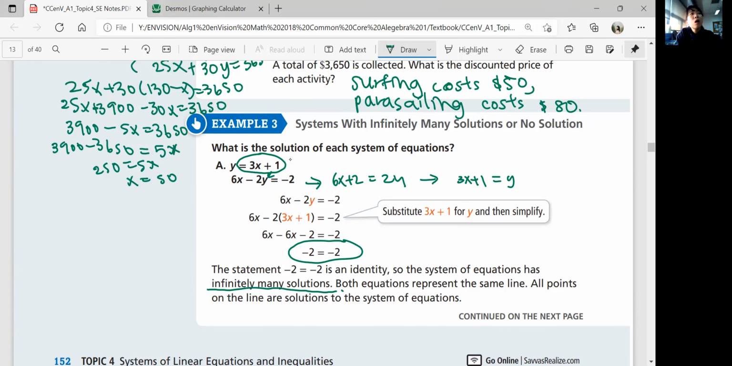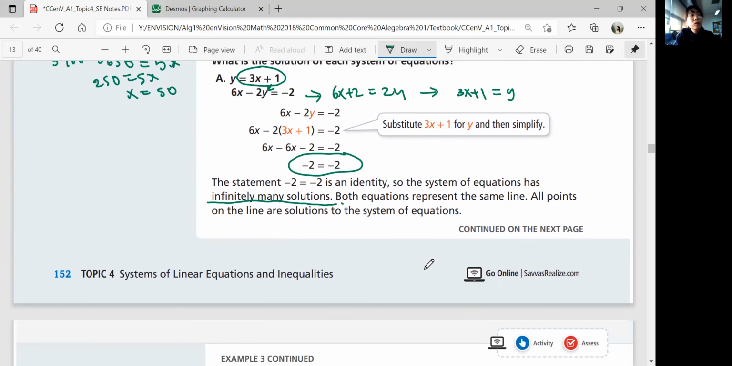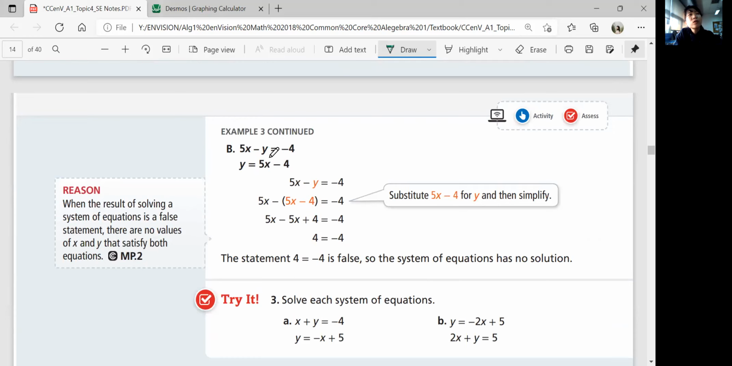What if there are no solutions? Part B. If you do the same thing and then you're left with 4 is equal to -4. Your x is gone, but don't panic. You still need your leftover numbers. Is 4 equal to -4? No, 4 is not -4. It is false. So the system of equations has no solution.